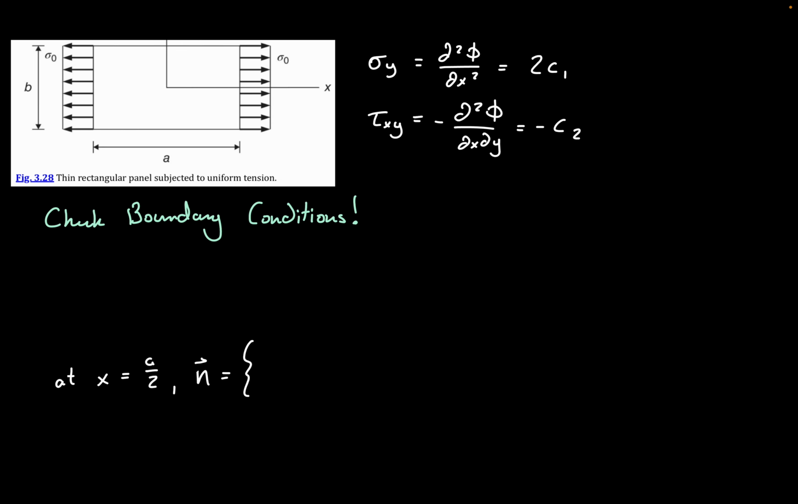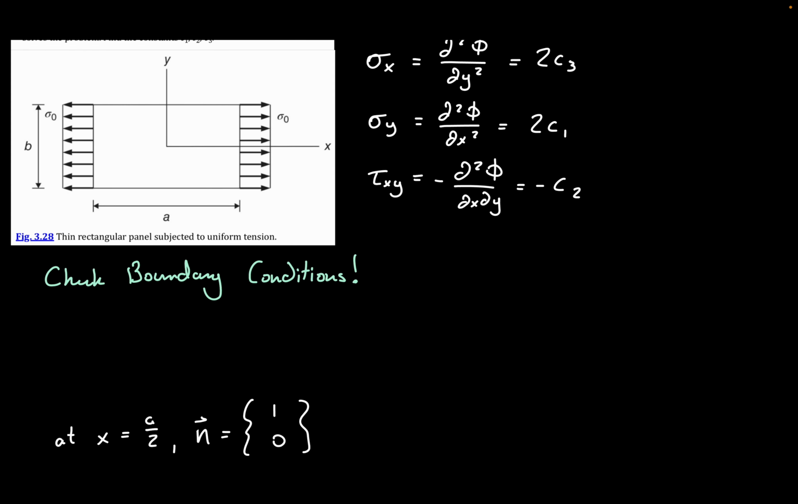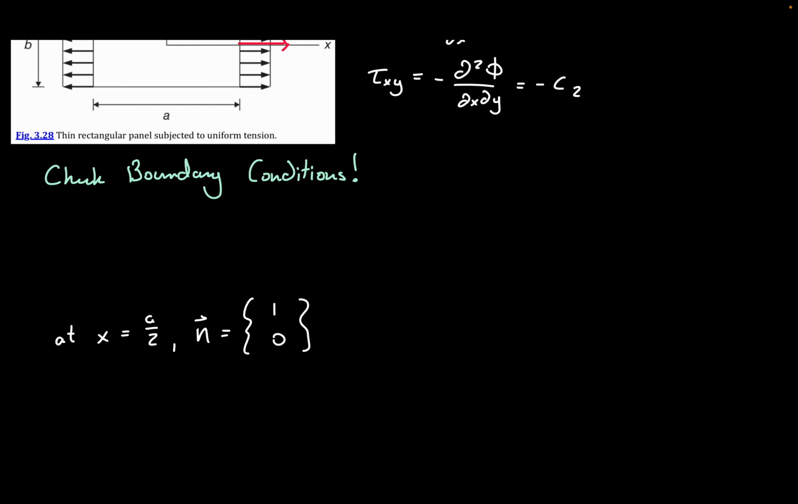normal vector is going to be 1, 0. And the reason for this is because this face points purely in the x direction. There is no y component. So essentially we just have that x component there, 1, and then 0 because there is no y component.